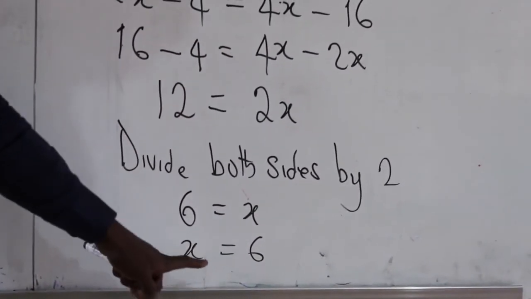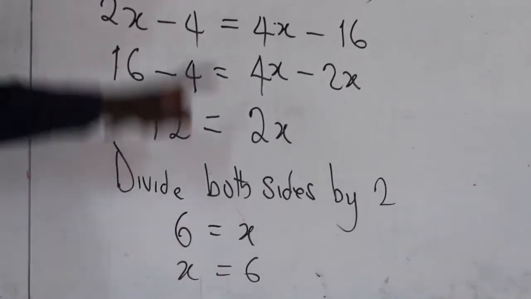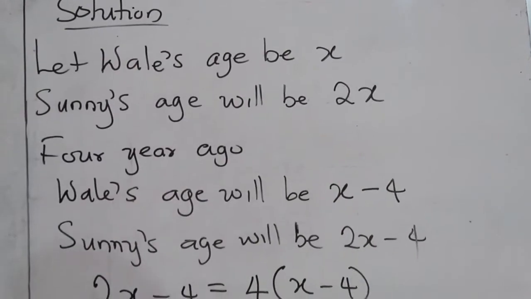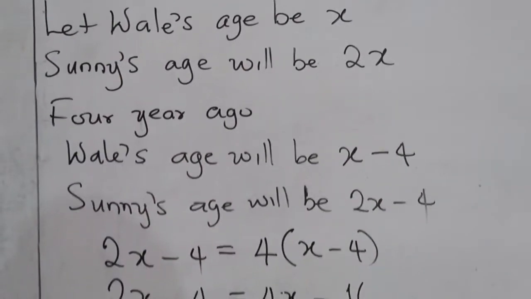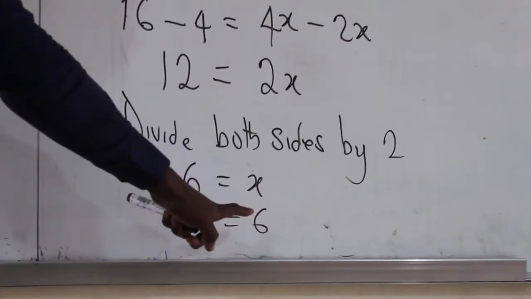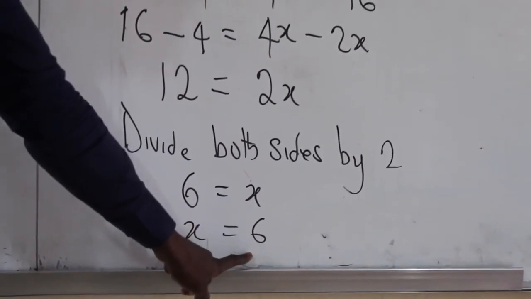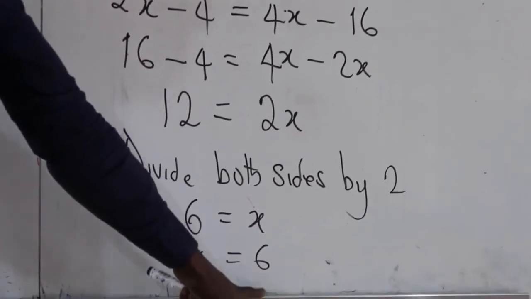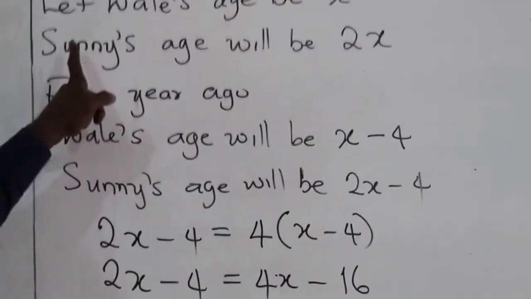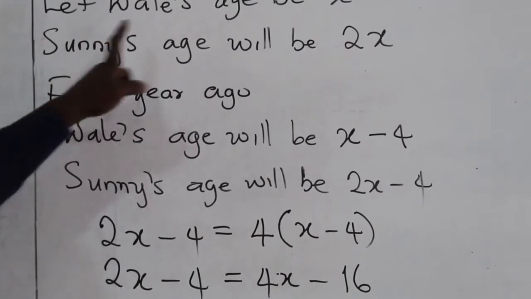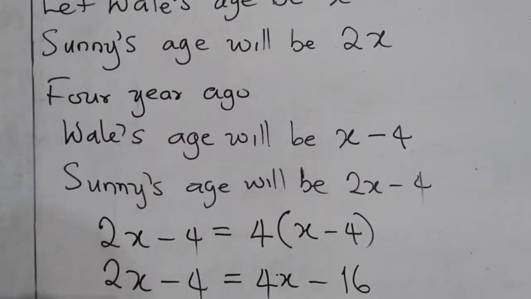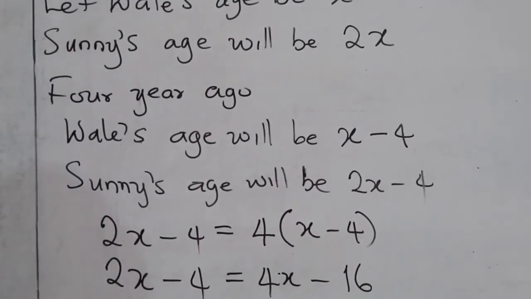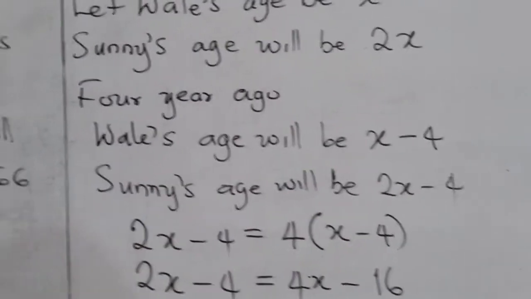Now you have been able to know what the value of x is. And x represents Wale's age. It means that Wale is 6 years old. I'm going to use Wale's age now to get Sonny's age. You can see that since Sonny is twice as old as Wale, we can get Sonny's age from Wale's age by multiplying by 2.